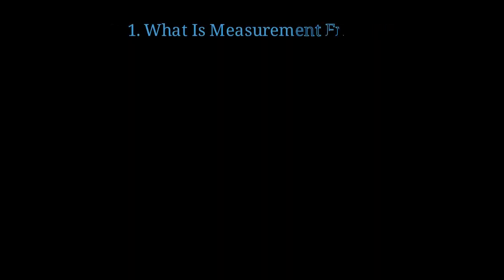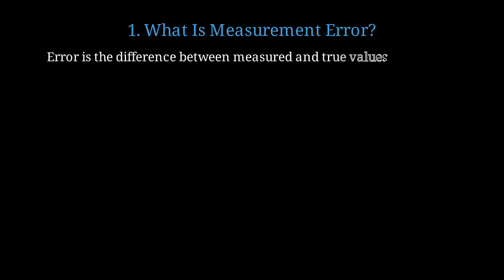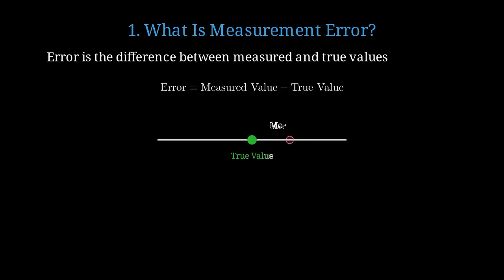Let's start by understanding what measurement error actually means. Measurement error is simply the difference between what we measure and the actual true value of a quantity. Mathematically, error equals the measured value minus the true value. Here we see a visual representation. The green dot is the true value, the pink dot is what we measured, and the yellow arrow shows the error between them.